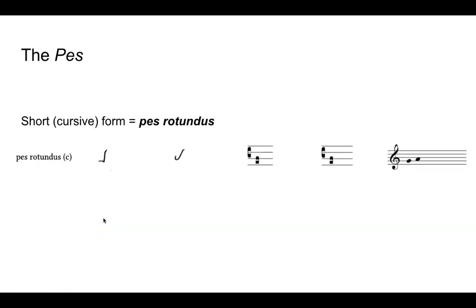The next form is the Pez Rotundus. It is the short cursive form of the Pez, and it gets its name from the St. Gall form again, because it has this round, almost oval-like appearance to it. So that's why it's called Pes Rotundus. In this case, because we are looking at the short cursive form, there is no discrepancy between the neographical form and the Vatican edition.